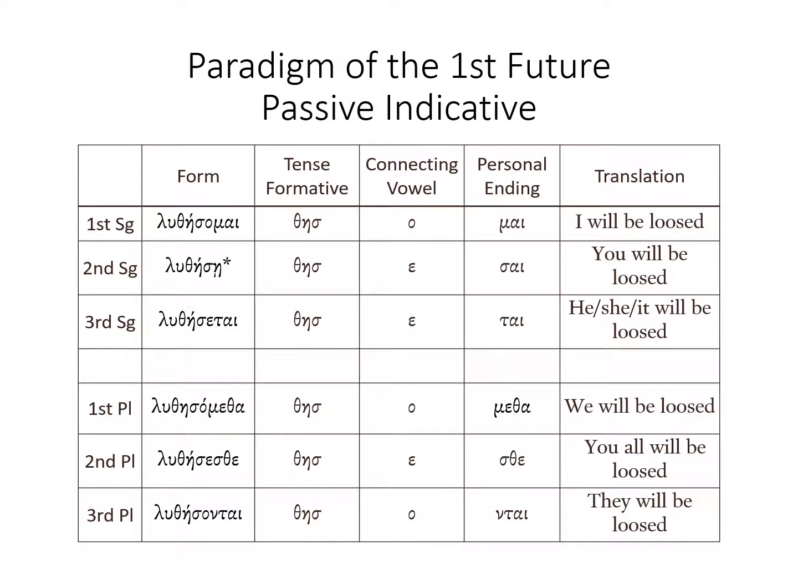Paradigm then of the first future passive indicative. We have our tense formative. Why do we have a tense formative and a connecting vowel? In the aorist, we had a tense formative, so we didn't need a connecting vowel, because in the aorist, the ending of the tense formative was eta. But here, we need a connecting vowel because the end of the tense formative is a sigma. And so we have the pattern that we have seen all the way through: omicron, epsilon, epsilon, omicron, epsilon, omicron, and we just have thesa coming into contact with that very consistently and easily bringing those two letter combinations together. And then we have our personal endings again for the primary. Mai, sai, tai, methatha, ntai are primary middle or passive endings right here.